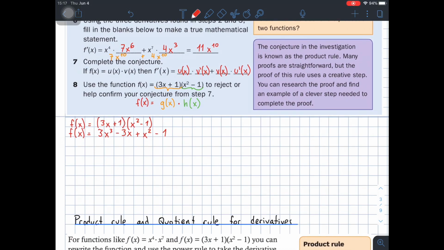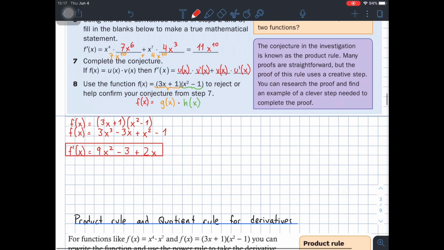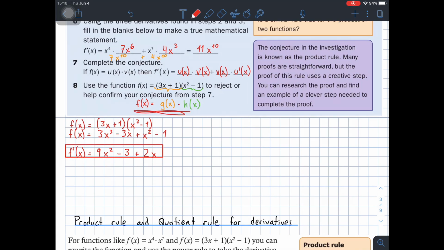So I'm going to find f prime of x, which would be equal to 9x squared minus 3 plus 2x, okay? If you want, you can reorder the terms and it'll be the same thing, right? So this would be the derivative of f of x. Now, let's see from the conjecture we found in step number 7, if by applying the product rule we get the same result. So basically, what the rule says is that if f of x is g of x times h of x, let me write that here.